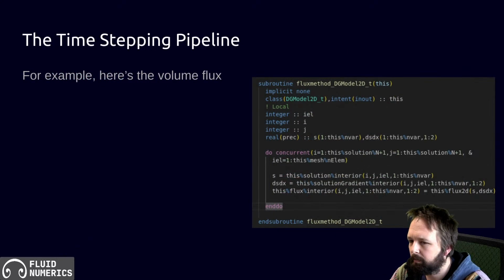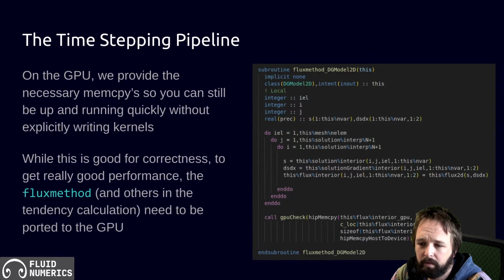So here's an example for a volume flux. I think this is how the volume flux works under the hood. One level down here, we have on the CPU side a do concurrent loop. We have ds dx taken from the solution and solution gradient fields, and then we use this pure function. It's actually a type-bound procedure. It's a pure function that you override to do your flux definition.